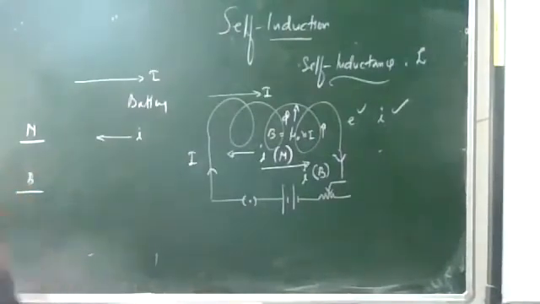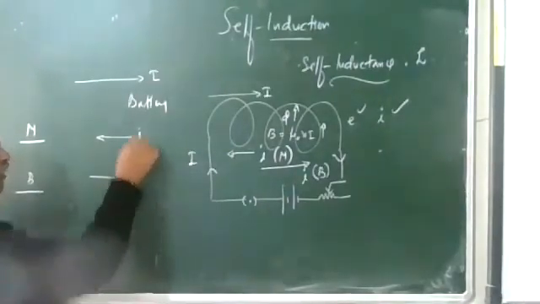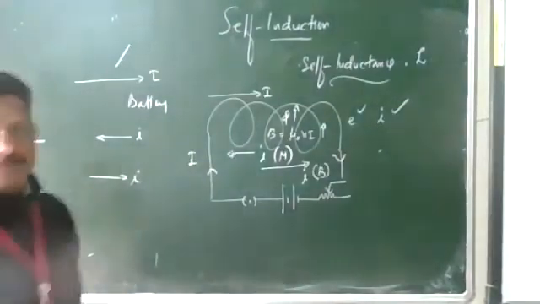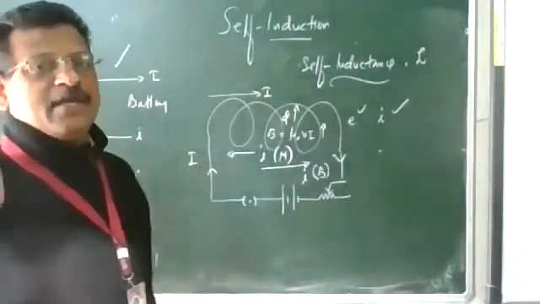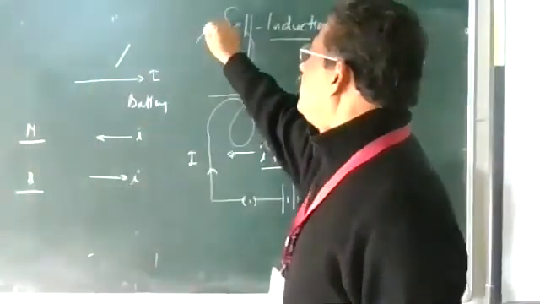And breaking the circuit means current decreases, decays. So the induced current doesn't want the current to decrease, because that is the cause of the change in flux. So the induced current will flow in the direction of the battery current to oppose the decay of the current. This is happening in the coil itself. This phenomenon is known as self-induction.